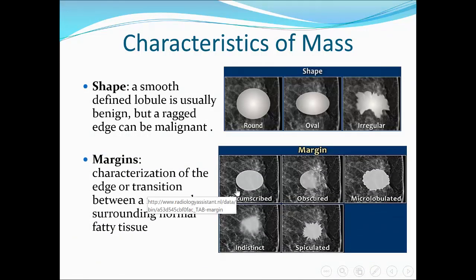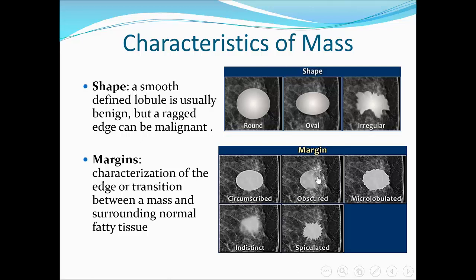And then the margins. What are the margins? The margin is the interface between the mass and the surrounding glandular tissue; it is the characterization of the edge or transition between a mass and the surrounding normal fatty tissue. Here, this is a well-circumscribed mass. Better not to say well-defined, because an irregular mass can be well-defined, but here it is well-circumscribed. I see the edges of the mass very well, meaning there is no infiltration of the surrounding parenchyma.